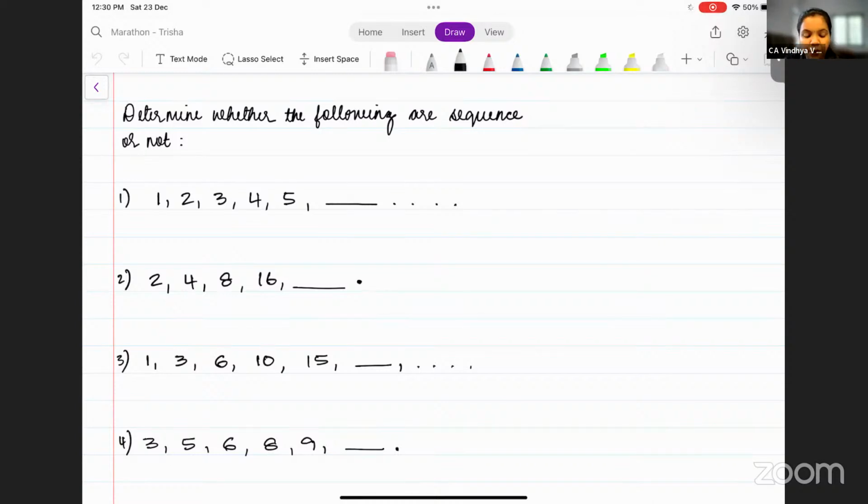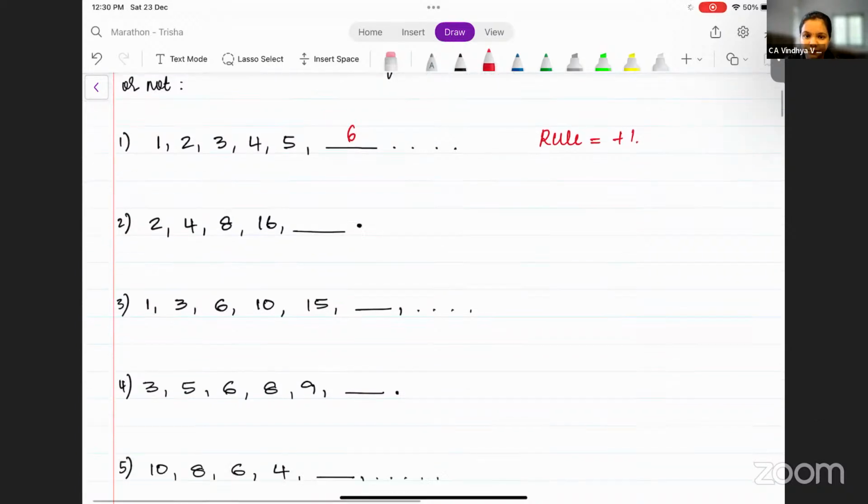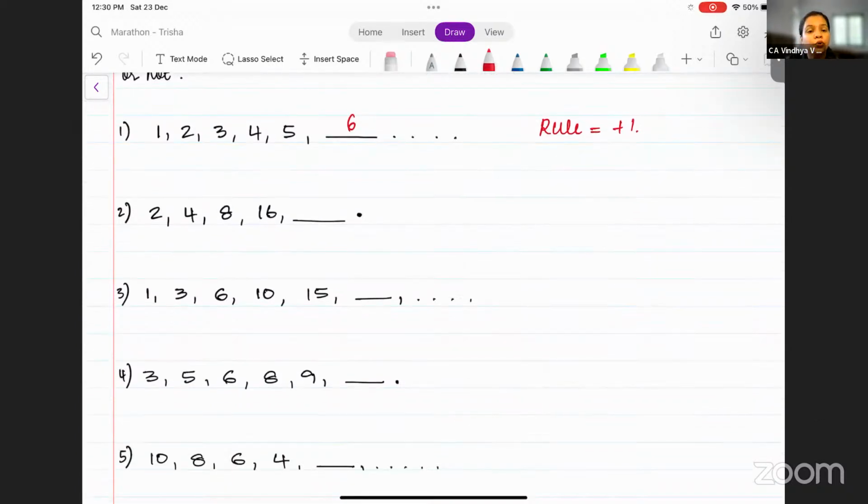Okay. Now here we have 1, 2, 3, 4. What is the missing number here? 5. How did you get it? 1 plus 1, 2, 2 plus 1, 3, 3 plus 1, 4, and 4 plus 1, 5. Can I say the rule is plus 1 here? Go to the next example. 2, 4, 8, 16. What should be the next answer? 2 into 2, 4, 4 into 2, 8, 8 into 2, 16, 16 into 2, 32. So can I say here the rule is into 2? Yes.